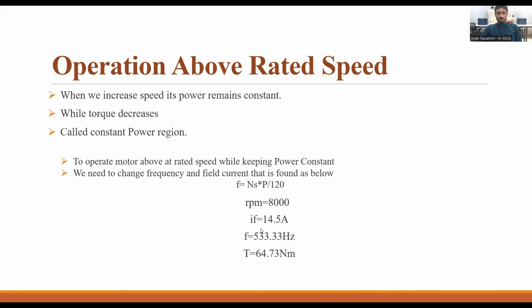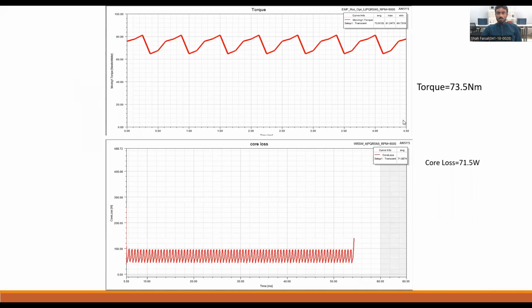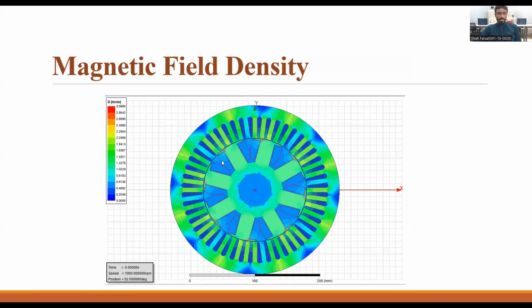Now the torque has decreased from 208 to 64.673 Newton meter. This is the torque we achieved at this frequency and input field current, and this is the core loss. This is the magnetic field density, almost the same as the one above.